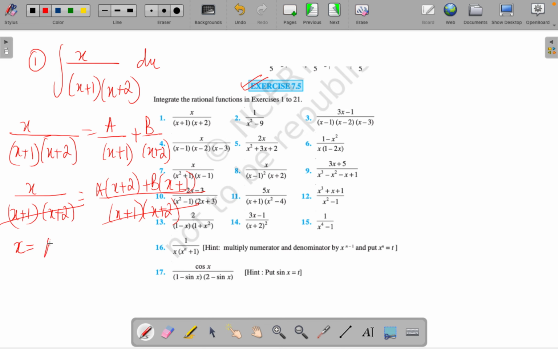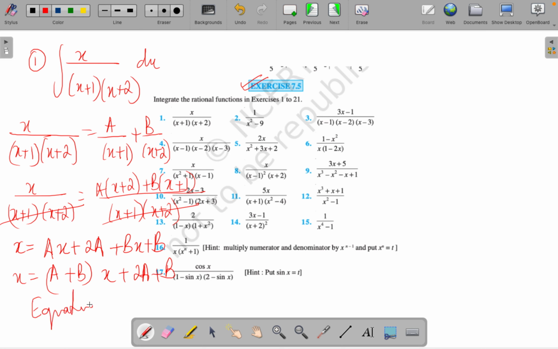There are many students who do this question by this method. They open the bracket and then they equate the x terms and the constant terms. So equating coefficient of x and constant terms.